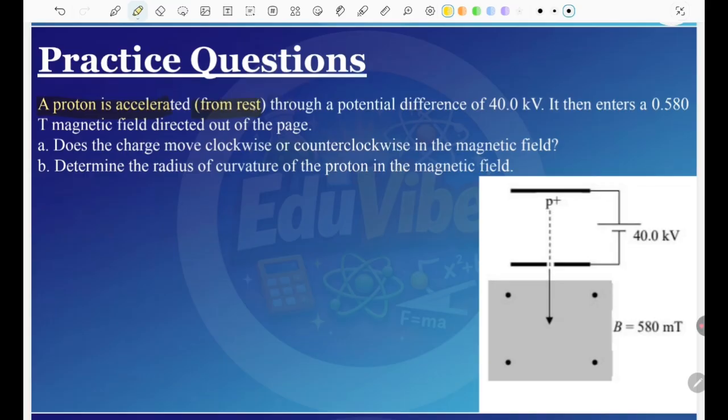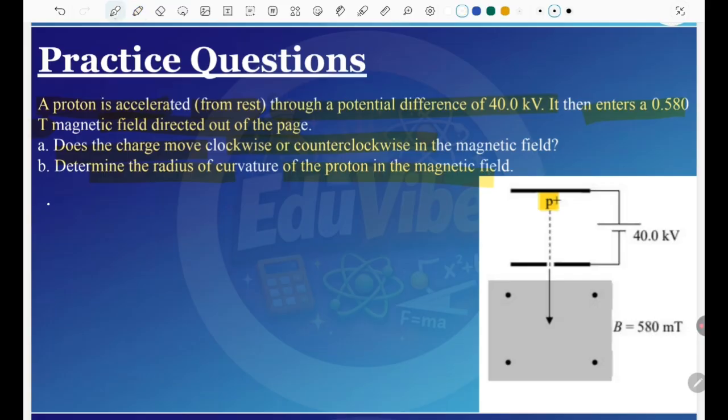A proton is accelerated from rest. So we have a proton at rest, and it is then accelerated through a potential difference of 40.0 kilovolts and enters a 0.580 tesla magnetic field directed out of the page. We have to find whether the charge moves clockwise or counterclockwise in the magnetic field, and determine the radius of curvature of the proton in the magnetic field.